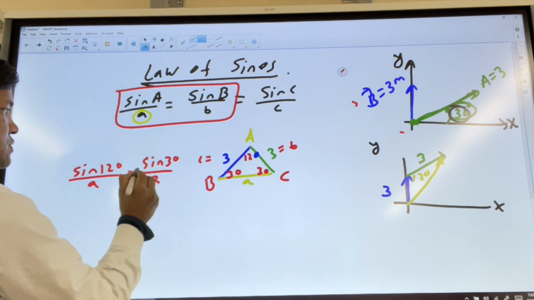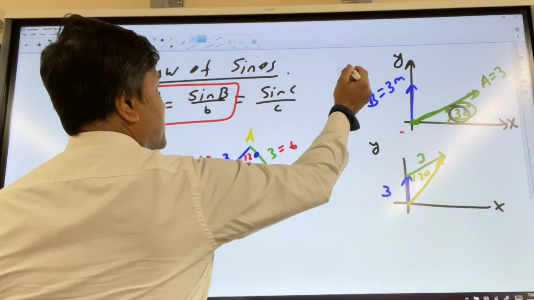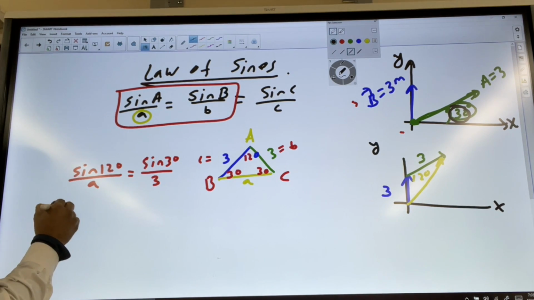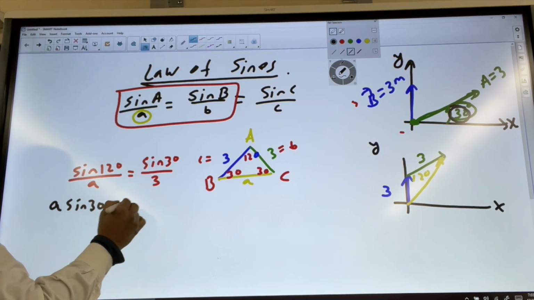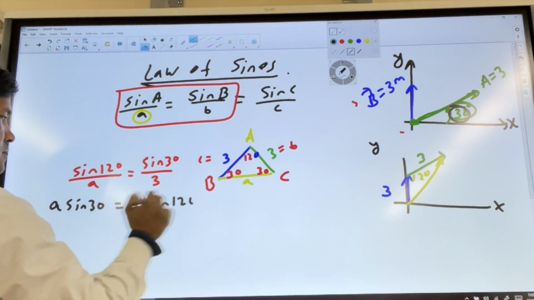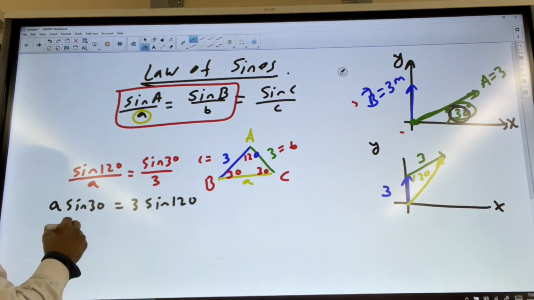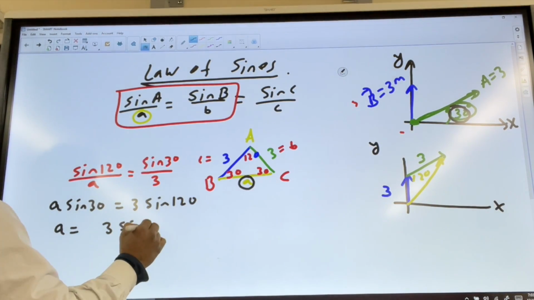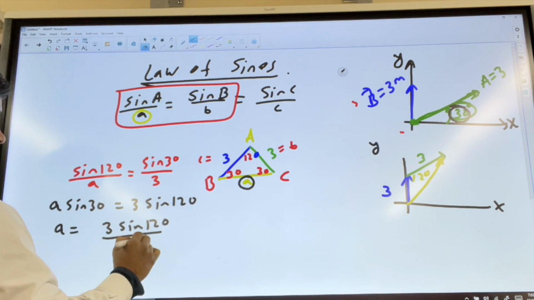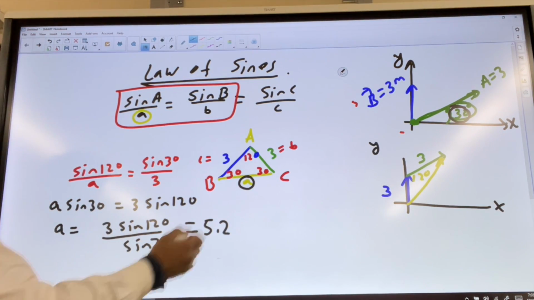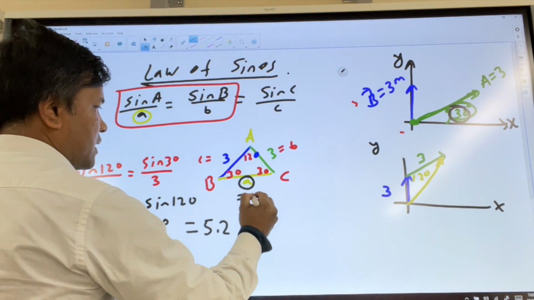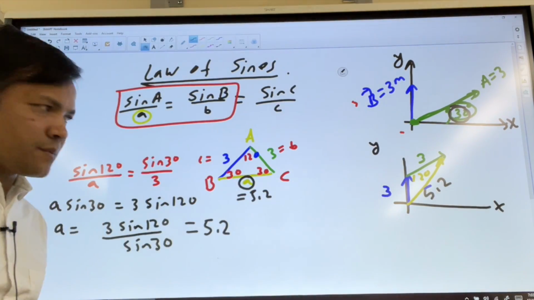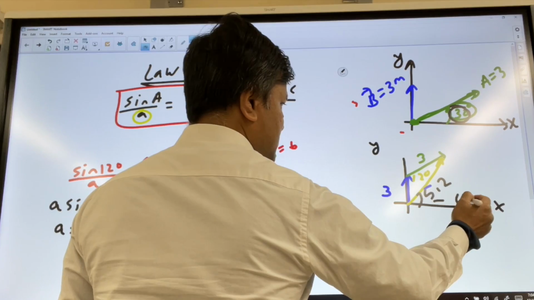is 3. So now we're going to do cross multiplication. If we do cross multiplication, what do we get? A sine 30 is equal to 3 sine 120. So A is equal to, that's what we're trying to find, 3 sine 120 over sine 30. All right, so A is 5.2. So the law of cosines also gave us 5.2, and we also showed this is 60 degrees.